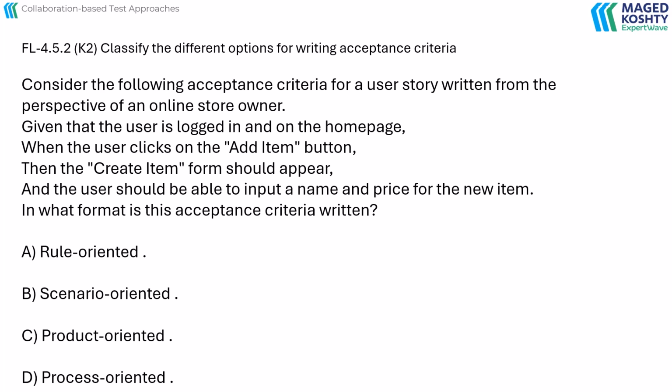Per the syllabus, the rule-oriented format includes formats like bullet point verification lists or tabulated forms of input-output mappings, explicitly showing the rules to be followed. Given, when, then is a scenario-oriented format because it describes a scenario to be verified. The answer is B, scenario-oriented. We haven't heard of the other formats in the syllabus, so for sure they have nothing to do with acceptance criteria.